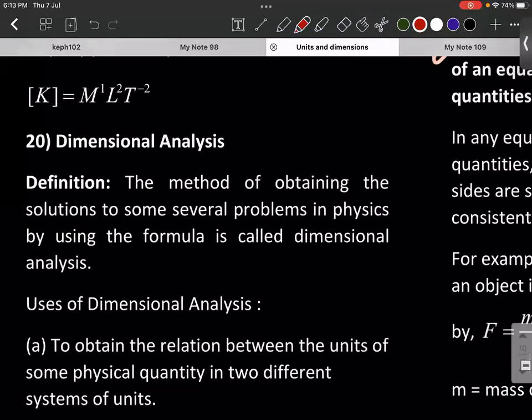Generally, if you want to solve certain problems in physics, one of the most powerful tools I would say is dimensional analysis. If you have this knowledge, you can solve most of the problems. That's why it is given. The method of obtaining the solutions of several problems in physics by using the dimensional formula is called dimensional analysis.